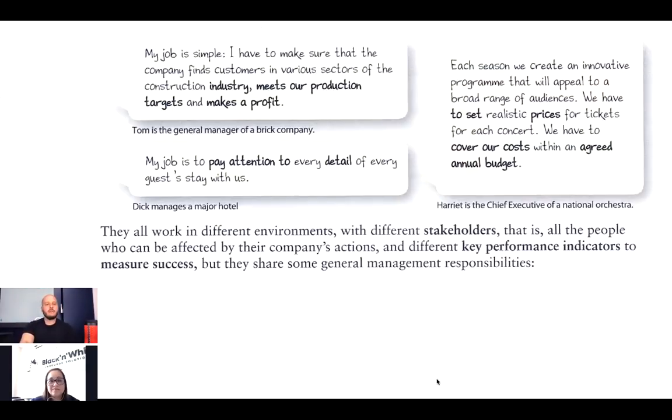And now, Míriam, can you read here? They all work in different environments with different stakeholders, that is, all the people who can be affected by their company's actions, and different key performance indicators to measure success, but they share some general management responsibility.